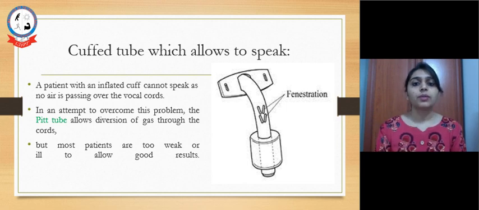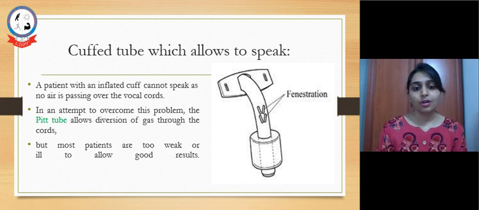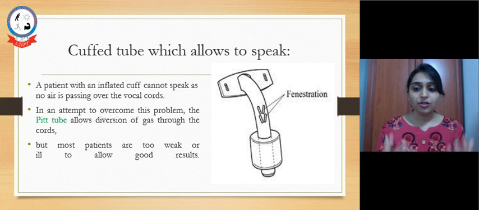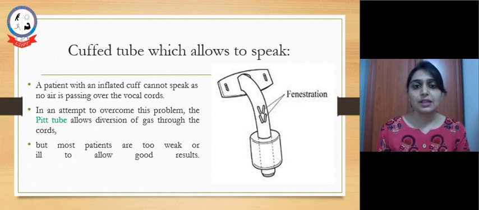So to allow the patient to speak, there is a tube available which has fenestrations over here. As a physiotherapist, we have to teach the patient when to block the tracheostomy tube and allow the air to pass through the fenestration towards the vocal cords, which will help the patient during expiration. It will help the patient to speak, so that they can express their problem, situation, and whatever feelings they are feeling. But sometimes if the patient is too weak, this will not give a good result.